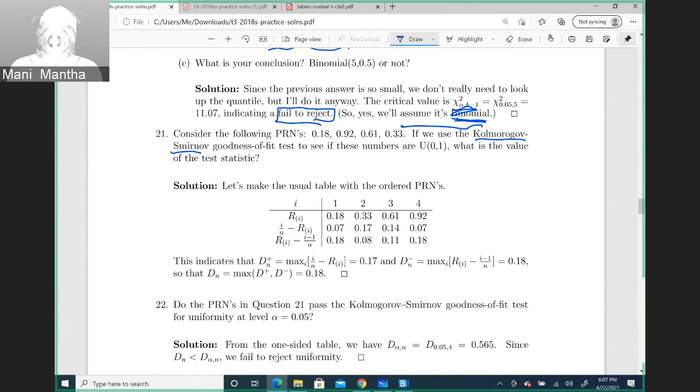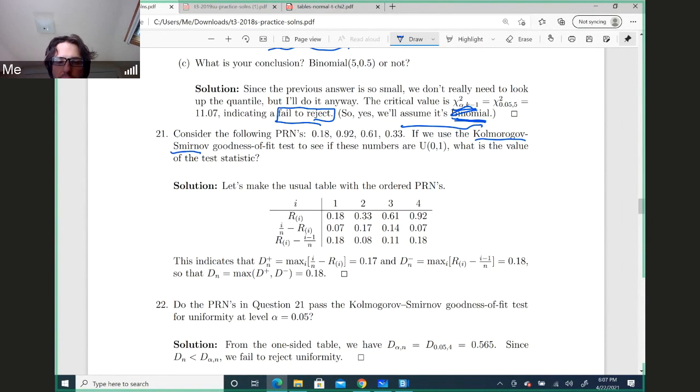Yeah, that's right. So question 21, we have the KS goodness of fit test to see if the numbers are uniform 0, 1. And you can see they basically do everything for you. They do this whole table thing to get our DN value. And in fact, this question is only asking us what is the value of the test statistic.